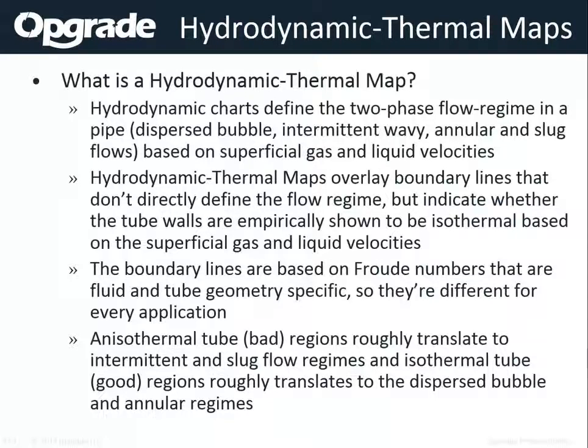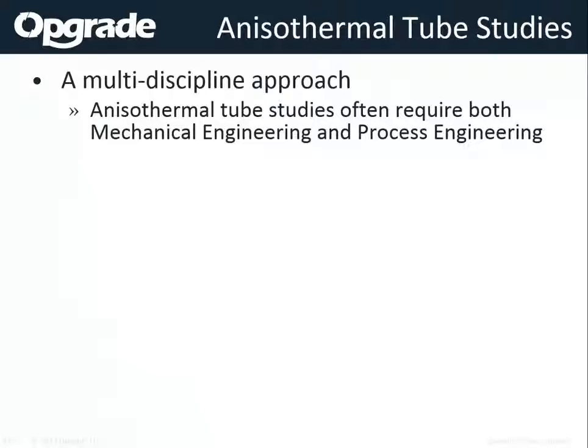So what is the answer there? How do we find the answer? A hydrodynamic thermal map is basically just a hydrodynamic chart that has bubble and intermittent, wavy, and annular. Basically that chart with an overlay of some other information that gives us the anisothermality of that diabatic condition. And it requires a multidiscipline approach.